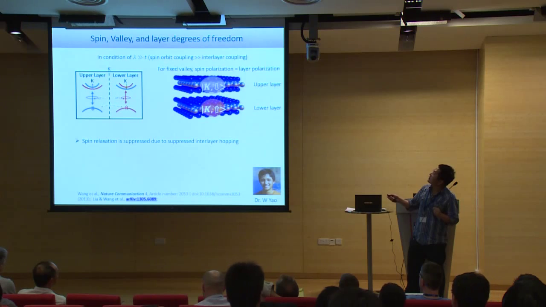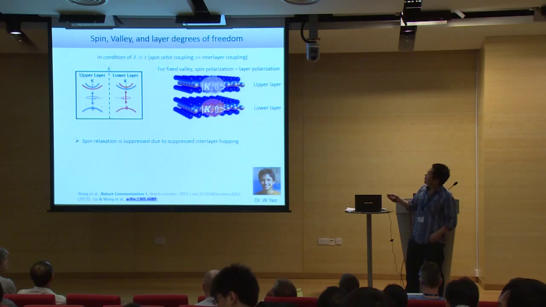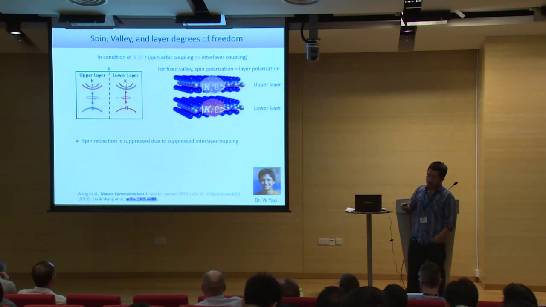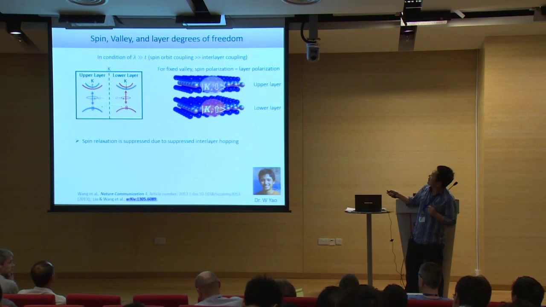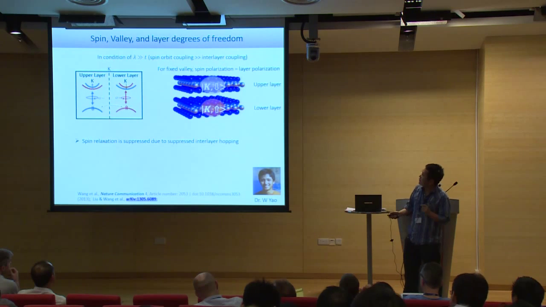In a condition when the spin orbit coupling is much larger than the interlayer hopping strength, the real electron spin will lock to this layer pseudo spin. So here I give an example. When the valley index is fixed, the spin index will lock to the layer pseudo spin. In this case, the hole spin down will localize in the top layer, and hole spin up will localize in the bottom layer.